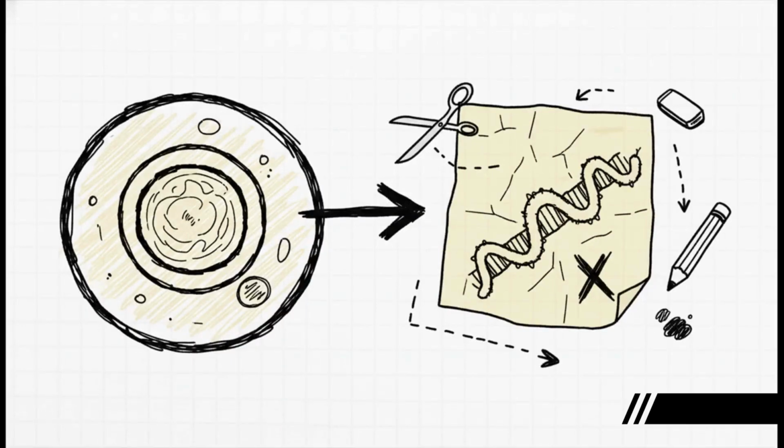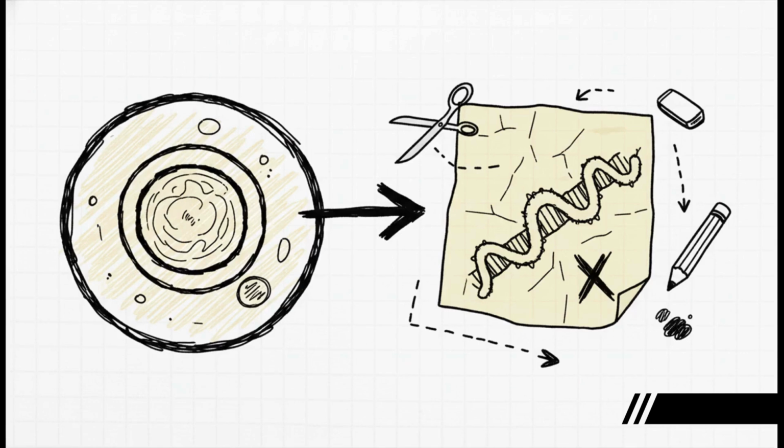hnRNA. That stands for heterogeneous nuclear RNA. You can just think of it as pre-mRNA. It's full of extra bits of information that aren't actually needed to build the protein. And remember this key difference, because it's a huge source of comparison questions. This whole fancy editing process only happens in eukaryotes.